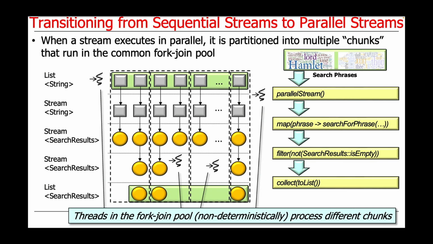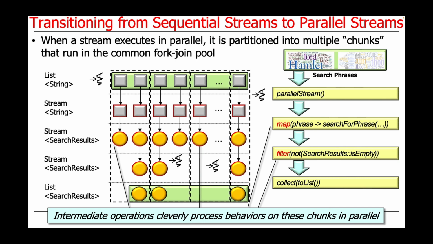And these threads in the common fork join pool will process these different chunks of data in an intentionally non-deterministic way. Remember, we talked earlier about how the common fork join pool, and fork join pools for that matter, don't really give you any control over the order in which the underlying tasks run. And that's by design. It's to give more opportunity for optimization at different layers of the hardware and software stack. You'll also notice that these intermediate operations, like map, filter, and so on, also process everything in parallel. What's cool is that nothing really changed.